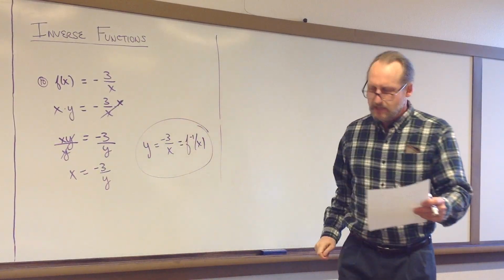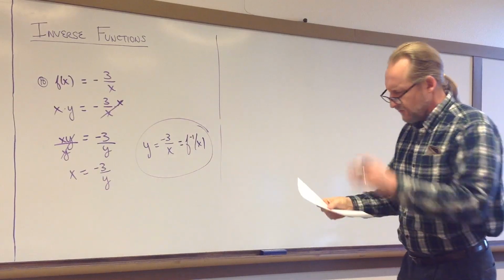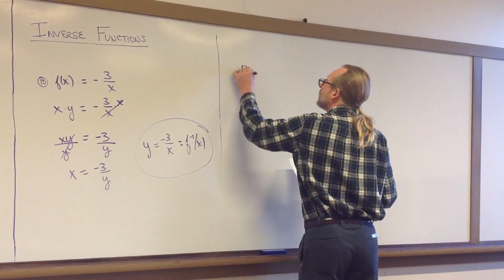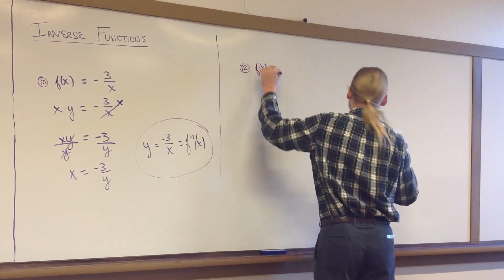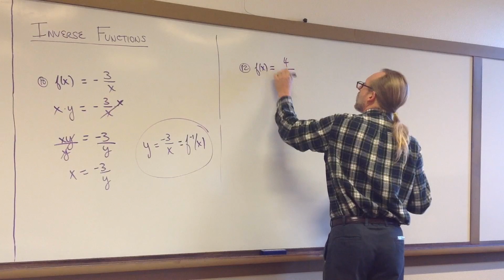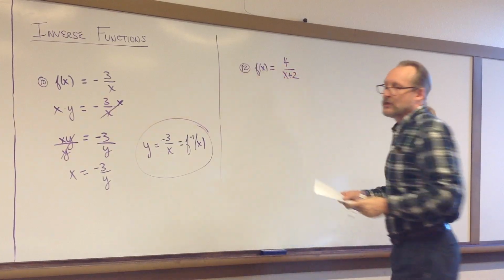All right, let's see here. So that was problem 10. Let's go at problem 12. So in this one, f of x is 4 over x plus 2.